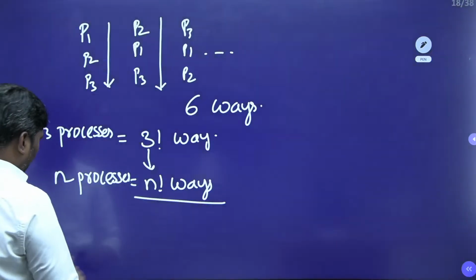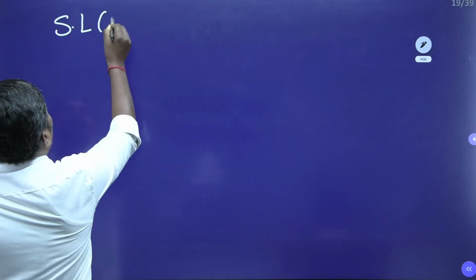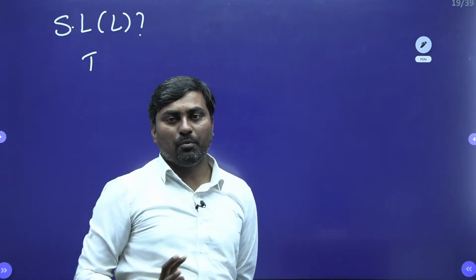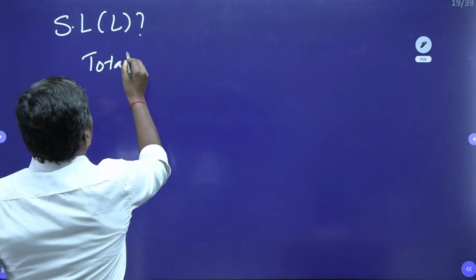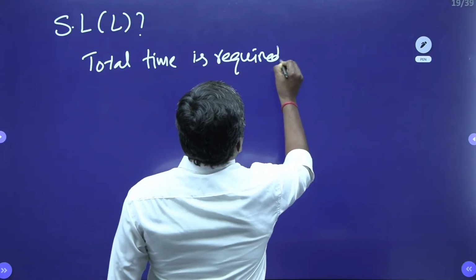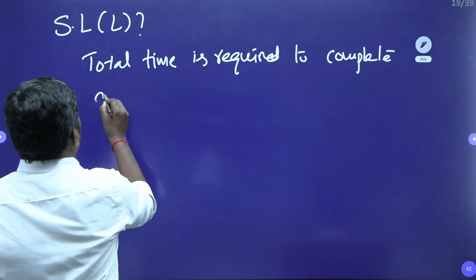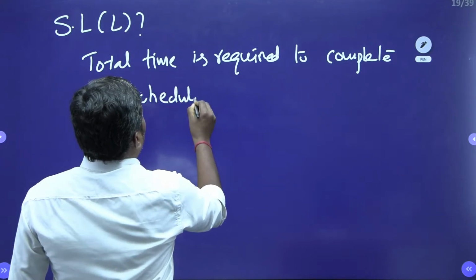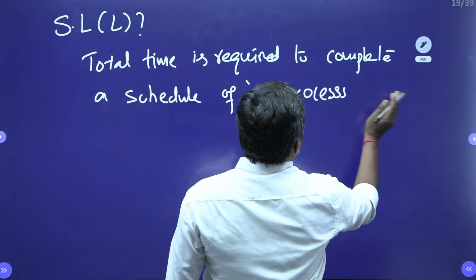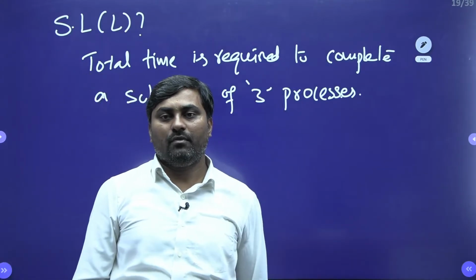Now the schedule length picture comes, observe. What is this schedule length L? Schedule length L is the total time required to complete a schedule of 3 processes. I have taken 3 processes, P1, P2, P3. How much time is required to complete all 3 processes? That is the schedule time. Are you getting my point?